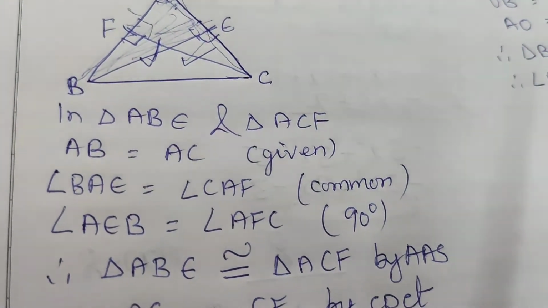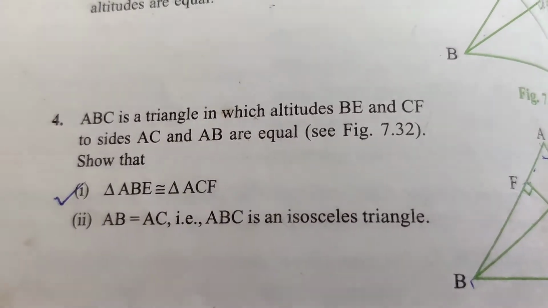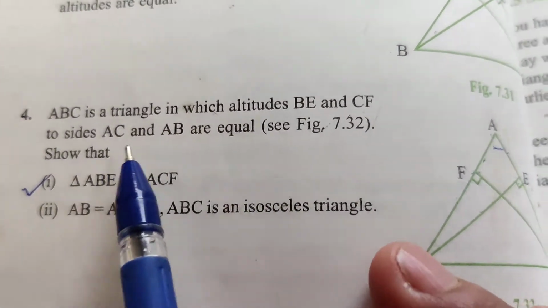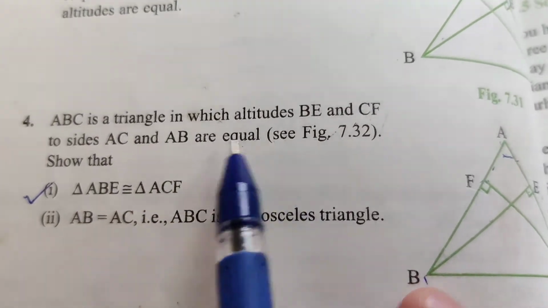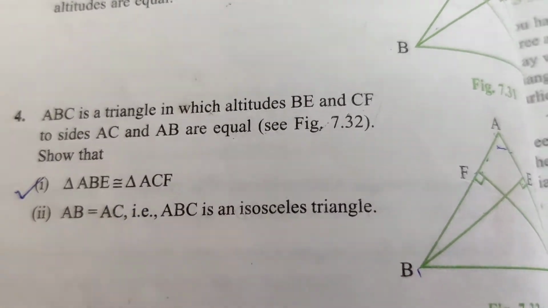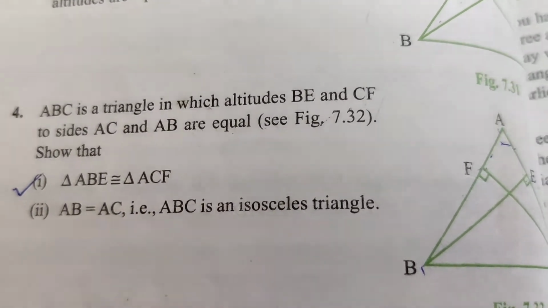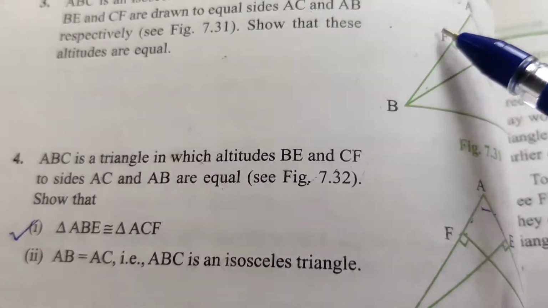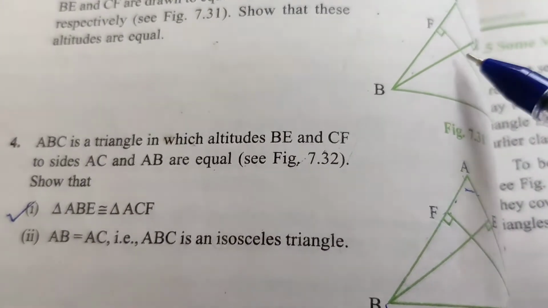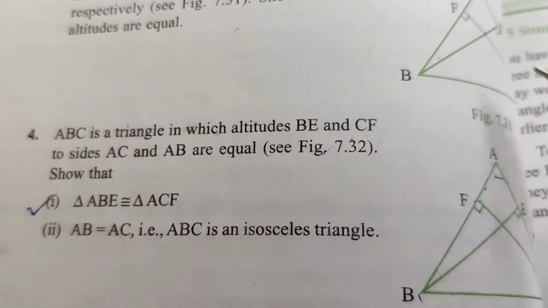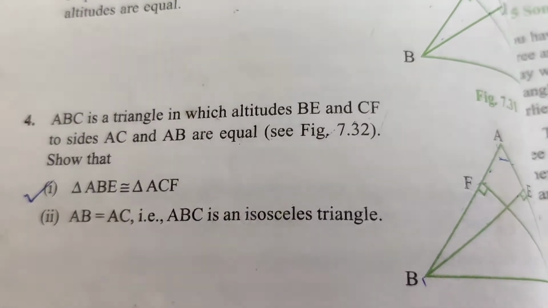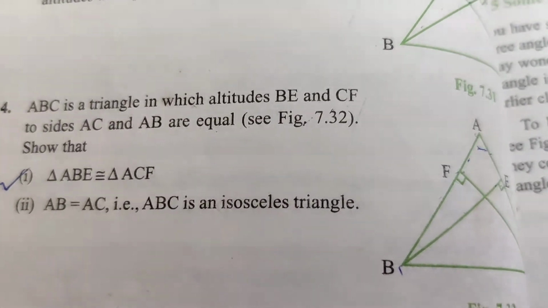Question number 4. ABC is a triangle in which altitudes BE and CF to the sides AC and AB are equal. Show that triangle ABE is congruent to triangle ACF and AB equals AC. This is just the converse. In the previous question it was given that AB equals AC and we proved that the altitudes are equal. In this question the altitudes are equal, and we have to prove the sides are equal.